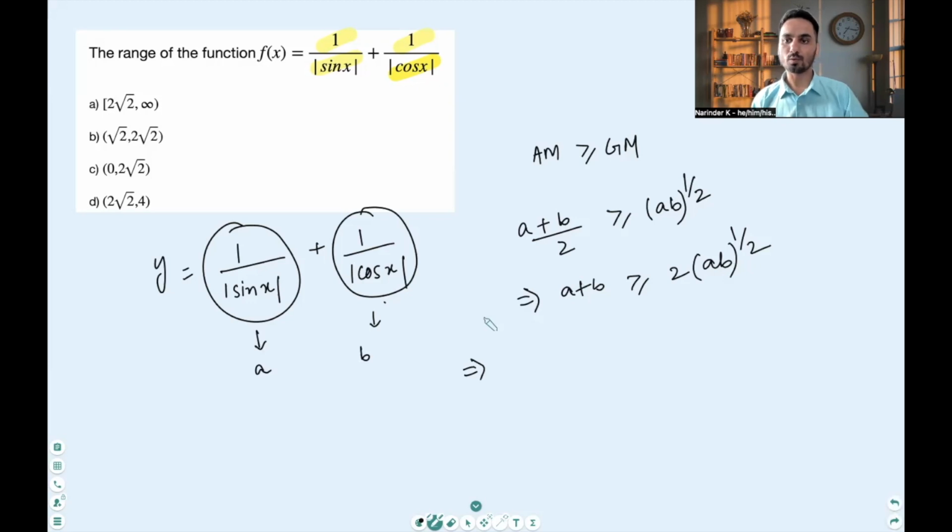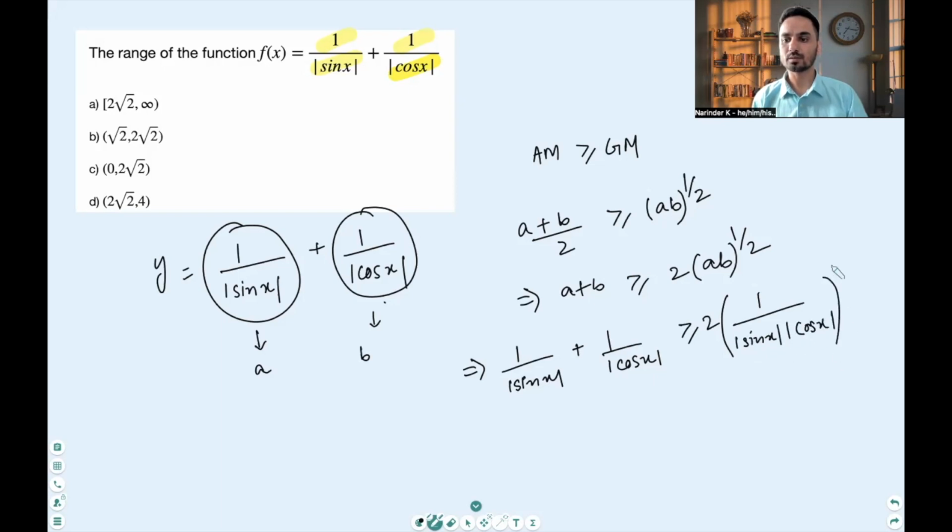Replacing a and b with 1 over modulus sine x and 1 over modulus cos x, we'll get 1 over modulus sine x plus 1 over modulus cos x is greater than or equal to 2 times (1 over modulus sine x times modulus cos x) raised to the power half. Or we can say that y is greater than or equal to 2 times (1 over modulus sine x times modulus cos x).